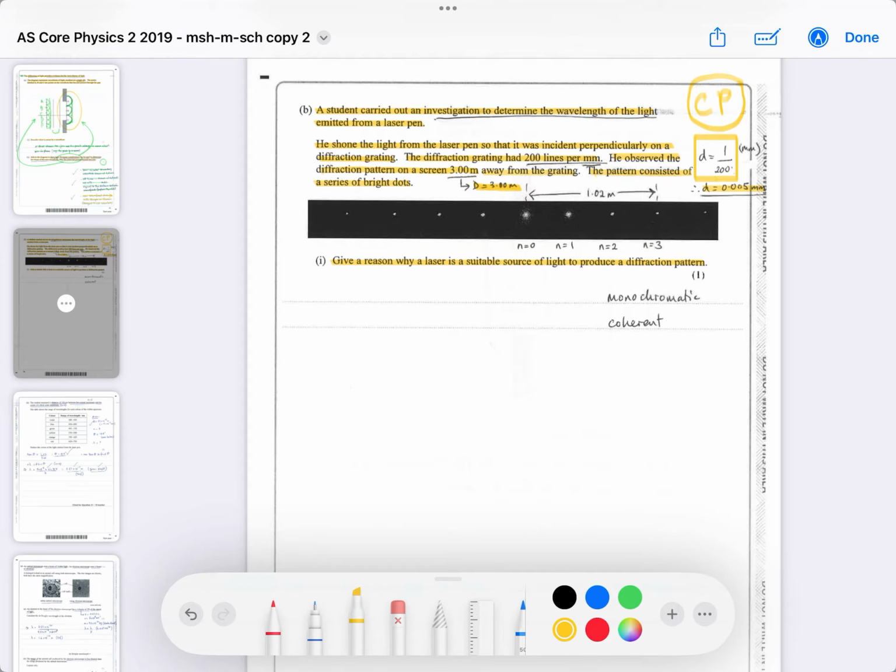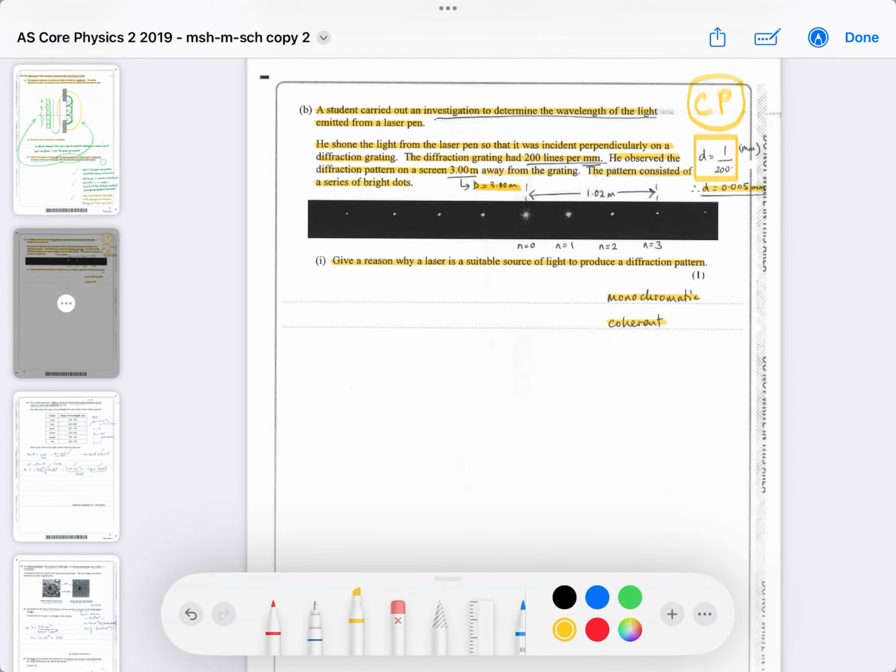So remember, for diffraction to work, or interference to work, you need ideally monochromatic light, single wavelength, and coherent light. That means that they have a constant phase relationship. So really you want it to be the same source that can go through the slits, okay? And it's the same as when we did Young's experiment.